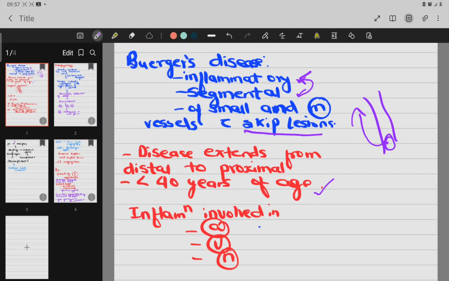Hello everyone. Today we'll be talking about Buerger disease. Buerger disease is also called thromboangiitis obliterans.